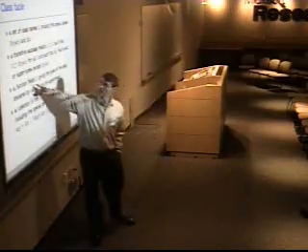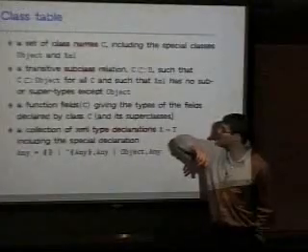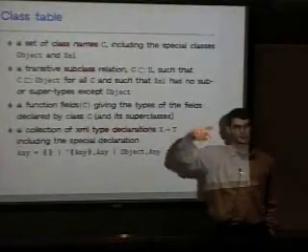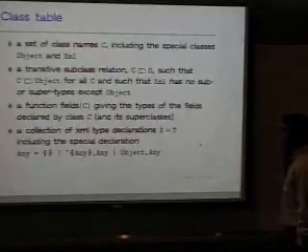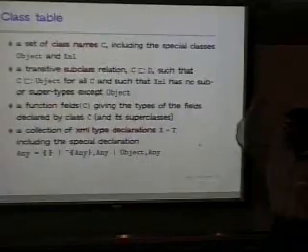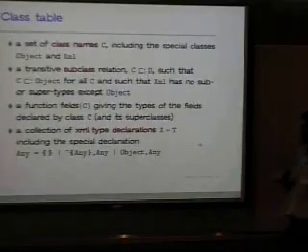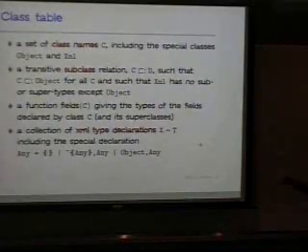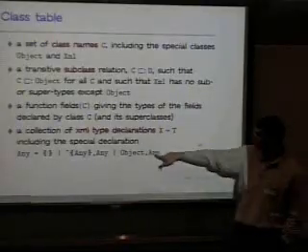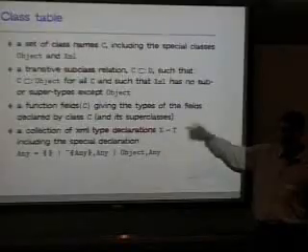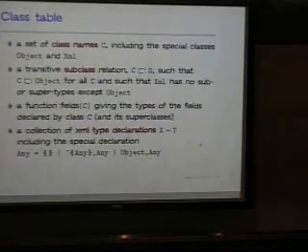We need the class table to also give us a function that tells us the types of the fields of each class. And then finally, the class table should have a collection of type declarations for our XML types. So this is the new part. And in particular, we insist that one of the declarations be precisely this.